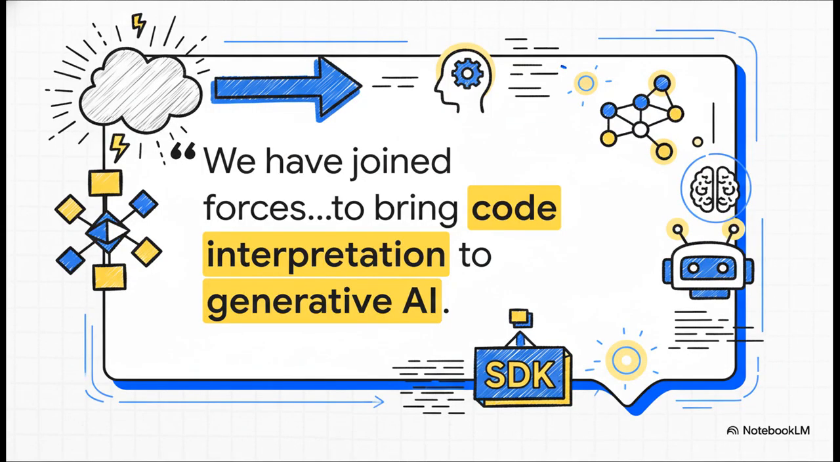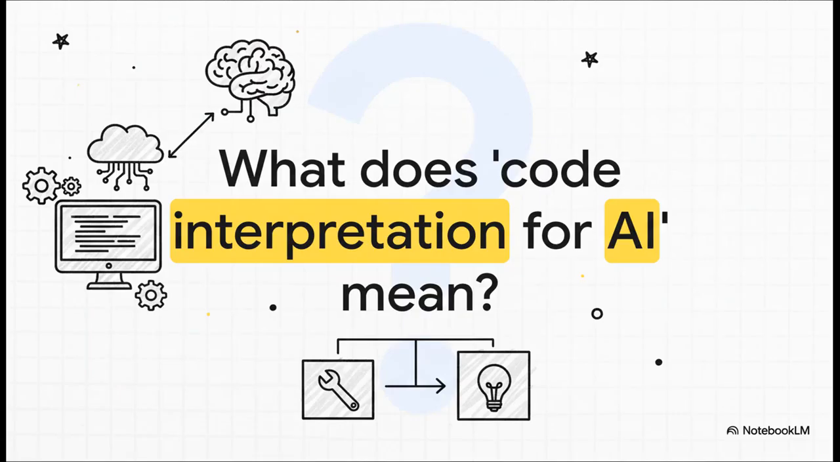And you can see their new mission right here in their own words. They're taking their core technology and packaging it into a new tool, an SDK that's built specifically to help AI applications understand and run code. Right. Code interpretation for generative AI sounds really complicated. So what are we actually talking about here? What does this let an AI do?